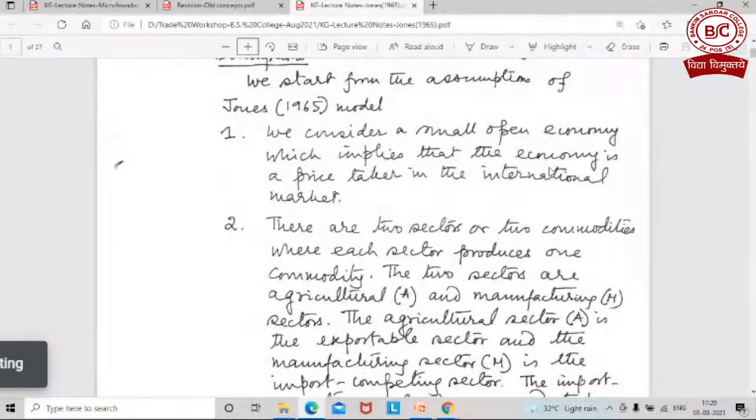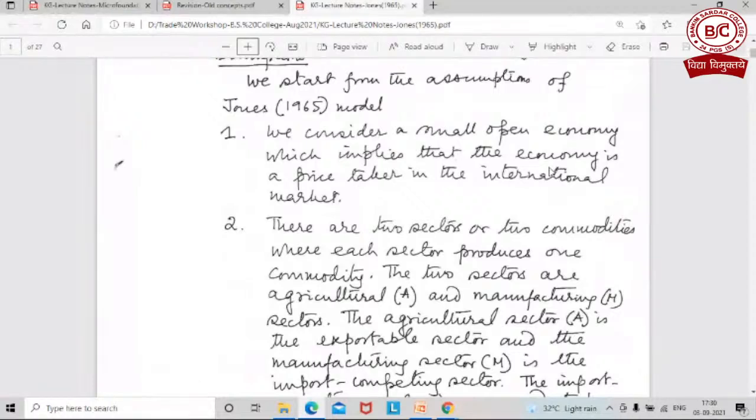I know that India is an exporter of agricultural goods as well as software, but Jones developed this model in the year 1965, long back. Actually, it's a basic model. It's the father of these neoclassical trade models. So Jones developed this model, where he assumed, basically, empirically, we observe that the developing countries are exporters of agricultural products and they are importers of manufacturing products.